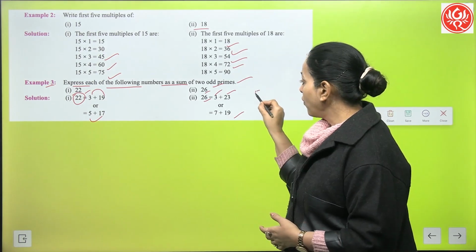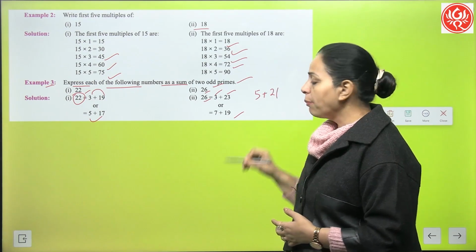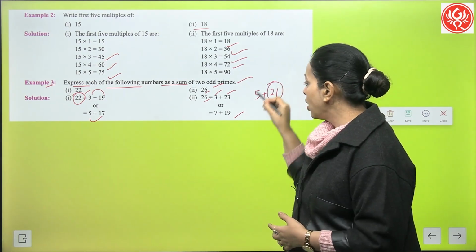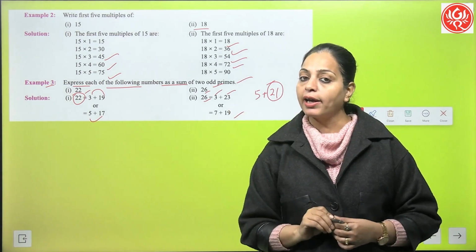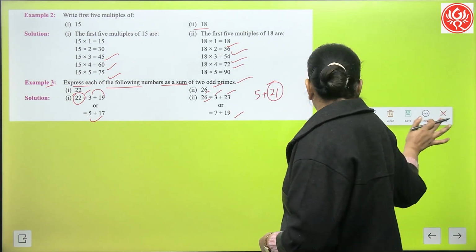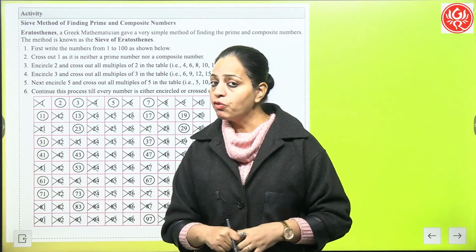Okay. Now the second one 26, 3 plus 23 both are prime, or 7 plus 19. अगर आप 5 लेंगे 5 is also a prime number. But 5 plus 21 करना पड़ेगा. 21 is not a prime. Okay. हमें दोनों numbers क्या लेने हैं? Prime numbers. Right. So I hope these are clear to you. Now there is one activity for you.